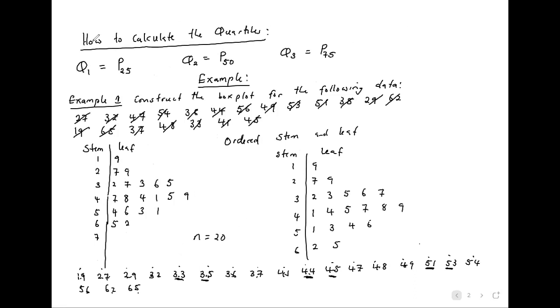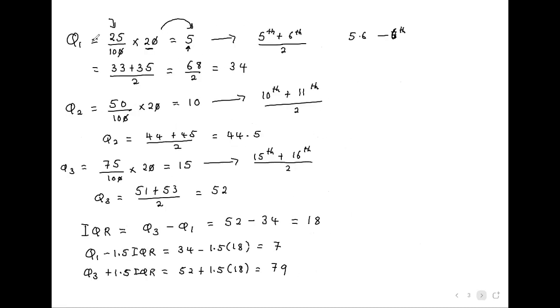When you sum all of them, 19 plus 27 plus 29 plus 32 plus 33, they should give you 863. So the mean becomes 863 divided by 20, which should give us 43.15. Now we have the mean, we have quarter 1, quarter 2, and quarter 3.